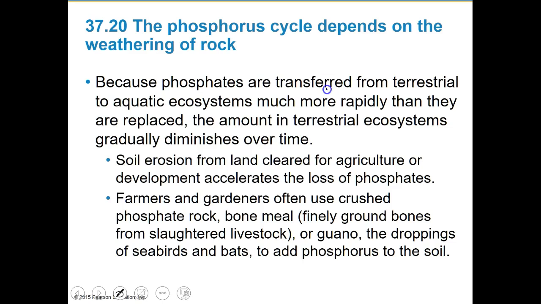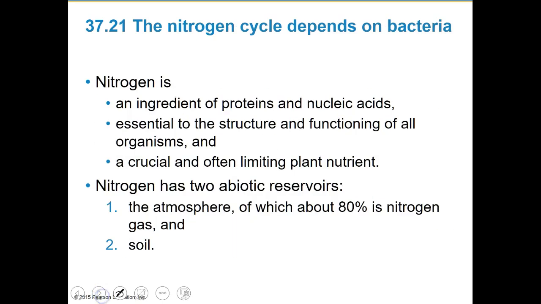Because phosphates are transferred from terrestrial to aquatic ecosystems much more rapidly than they are replaced, the amount in terrestrial ecosystems gradually diminishes over time. Soil erosion from land cleared for agricultural development accelerates the loss of phosphates. Farmers and gardeners often use crushed phosphate rock, bone meal, finely ground bones from slaughtered livestock, that's terrible, guano, bat poop, and droppings from seabirds and bats to add phosphorus to the soil. So again, we're having to replenish it by some different means.